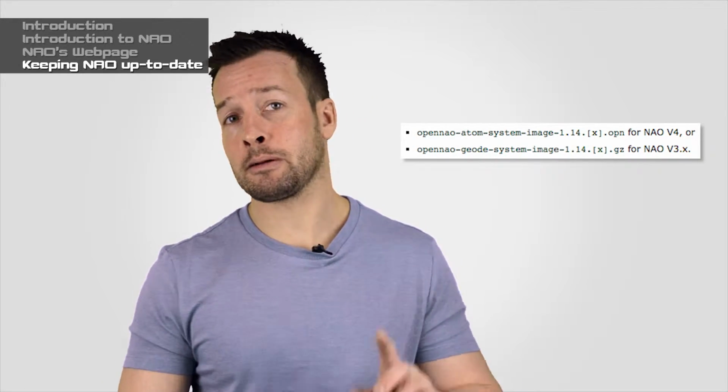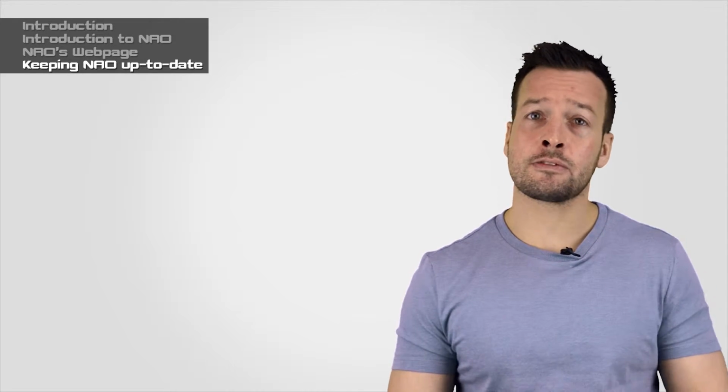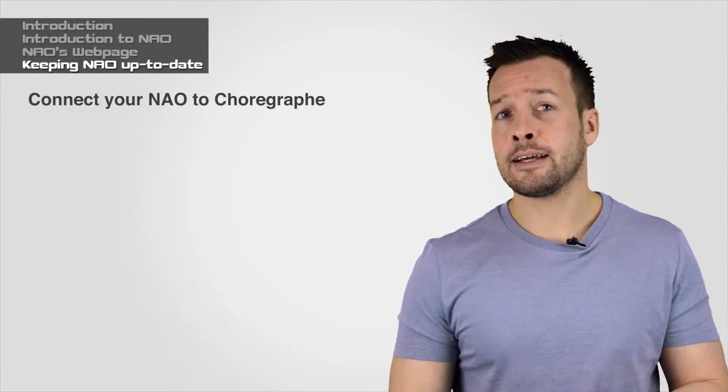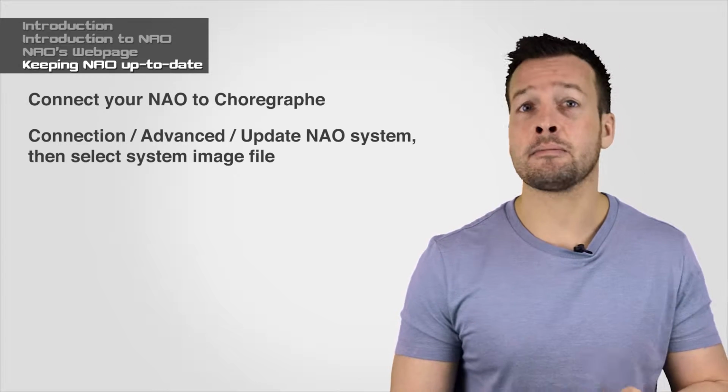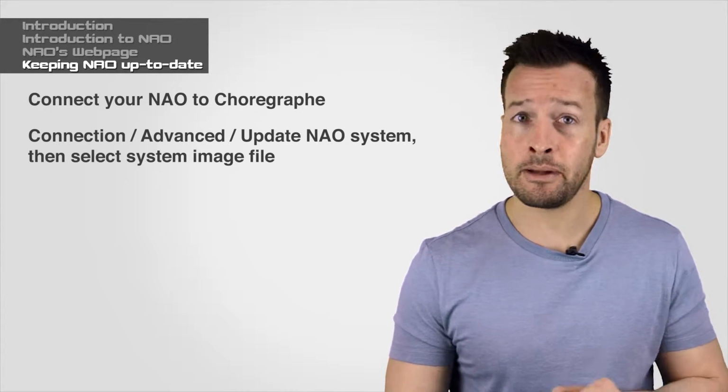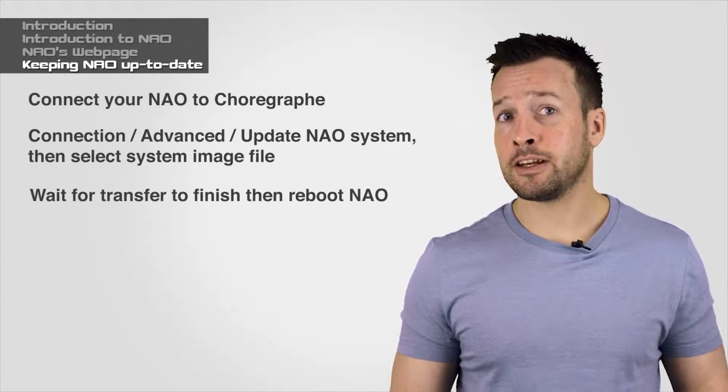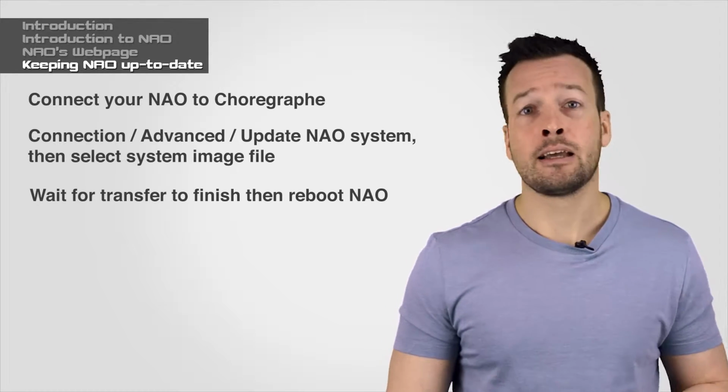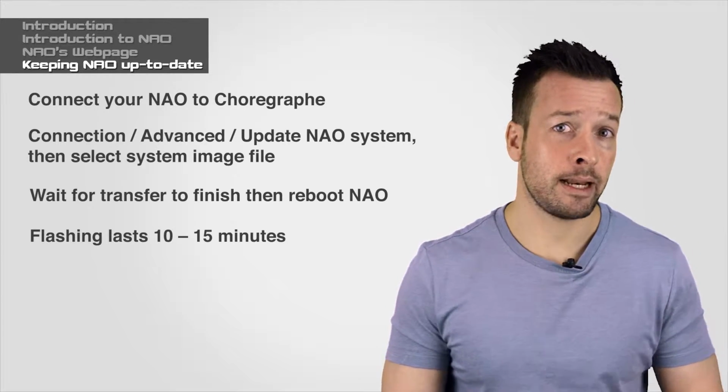To install the latest version of the Naoki onto your robot, you need to retrieve the NAO system image shown above. The four things you need to do are: first, connect your NAO to Choregraphe, then go to Connection, Advanced, Update NAO System, then select the system image file, wait for the transfer to finish, then reboot your NAO. Flashing lasts between 10 to 15 minutes. The only warning is to follow the instructions and be patient. Forcing NAO to reboot while downloading or flashing may crash the reboot.